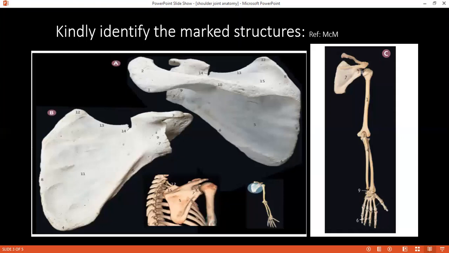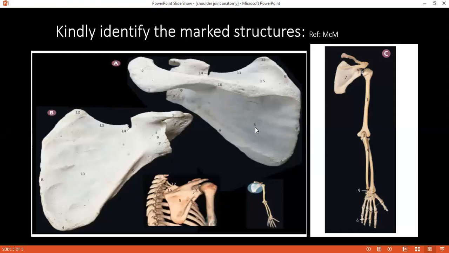That is the acromion process of the scapula. If you can please identify number 15 here. That is the supraspinatus fossa. All right. What attaches over there? The supraspinatus muscle attaches. It is innervated by which nerve? Suprascapular nerve. Okay. Right. What is here?